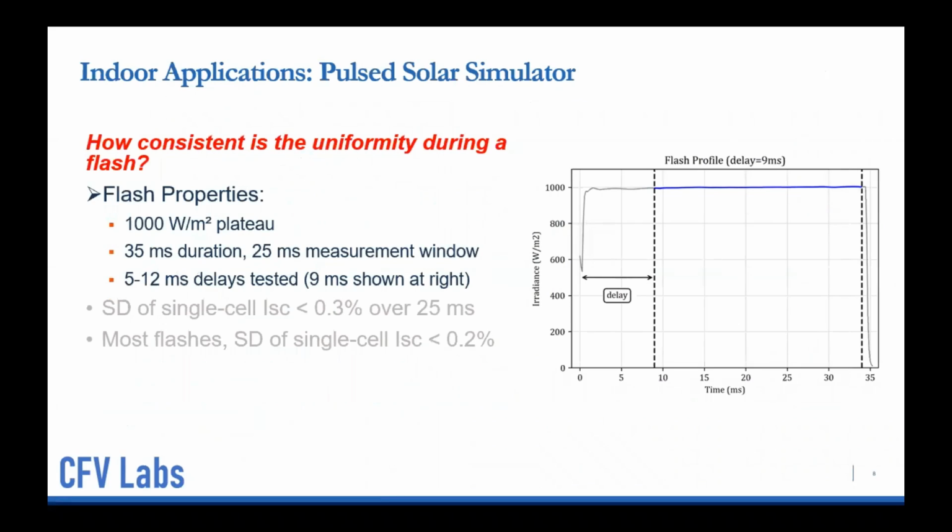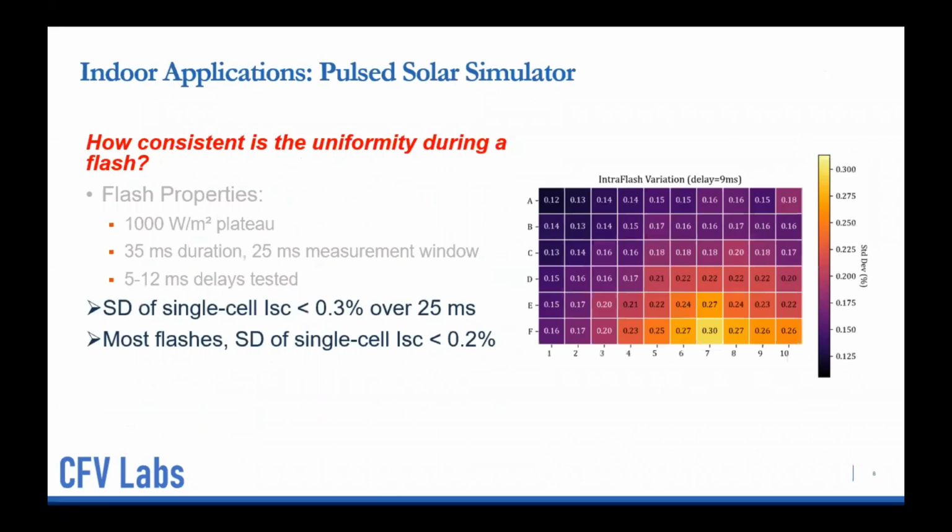The blue is where we actually make an IV measurement. We don't make any measurement where it's gray. What we found in this heat map, which shows the intra-flash variation, is that the standard deviation of the single cell Isc values is actually better than 0.3% over this 25 millisecond window, which was better than what we were originally expecting to see.